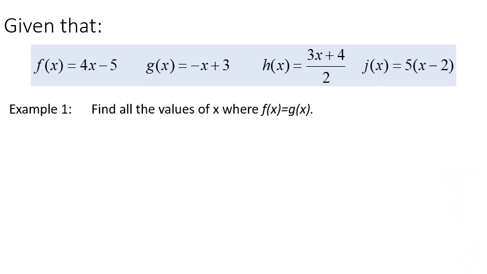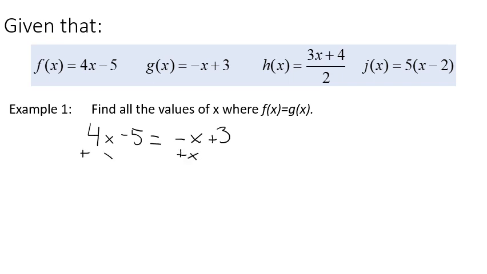Given the following functions, we're going to find values, in this case, for example 1, where f of x equals g of x. So again, we're finding all values of x where f of x equals g of x. So f of x is 4x minus 5, and I want to see where it equals g of x. And g of x is negative x plus 3. In order to do that, I set them equal. I'm just going to solve for x.